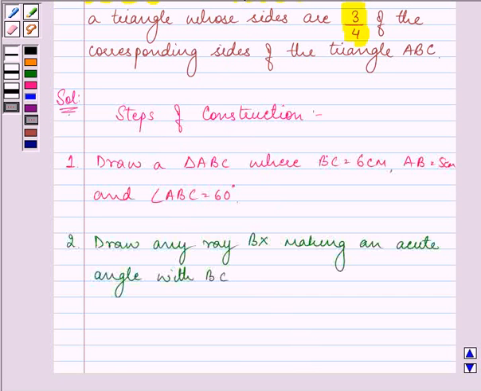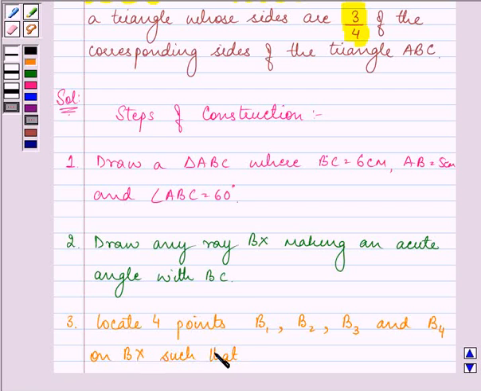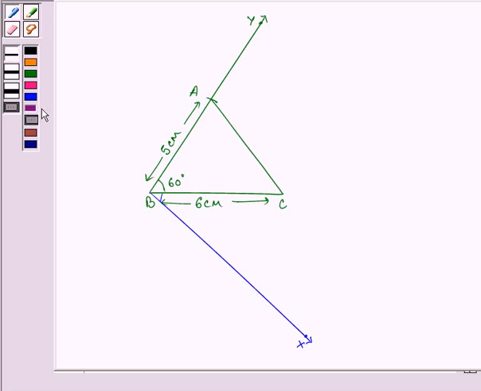Now, in the question we are given that we need to construct a triangle whose sides are 3/4 of the corresponding sides, right? So we will locate four points, since the greater of 3 and 4 in 3 by 4 is 4. That is B1, B2, B3 and B4 on BX such that BB1 is equal to B1B2 is equal to B2B3 is equal to B3B4. So, we have this BX, we need to locate 4 equal points. Let these be B1, B2, B3 and B4.